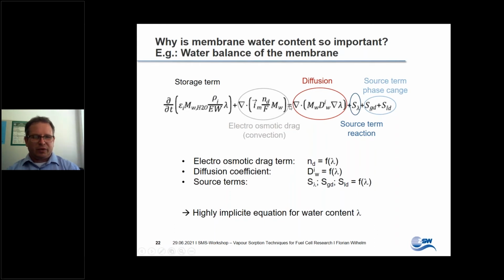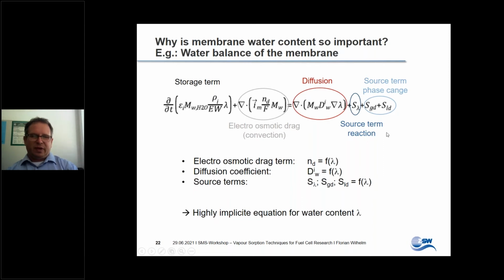One is from the electro-osmotic drag that's here. That's the phenomenon that water is transported by the drag caused by the protons, which are transported over the membrane, or through the membrane, better. Then there is a term describing diffusion, because we may have a concentration difference between the anode and the cathode side of the membrane. And this, of course, also induces diffusion. These two, electro-osmotic drag and diffusion, usually go to opposite directions.